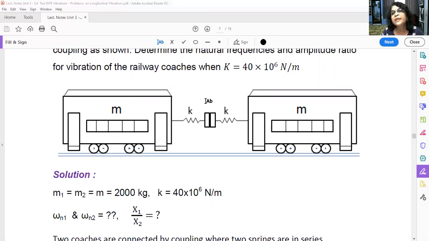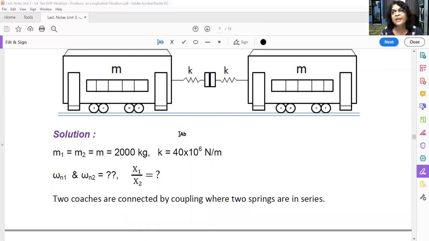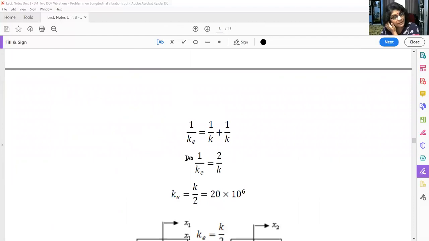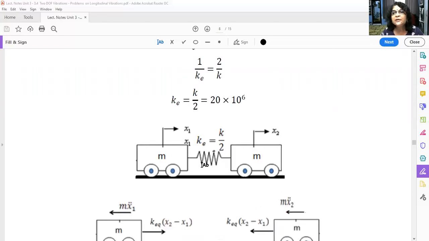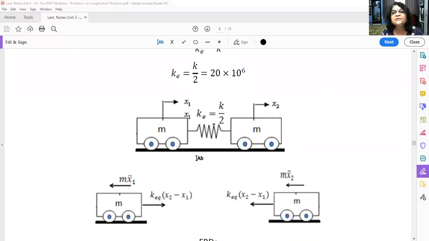So how do we find out its effective spring stiffness? When any two springs are joined in series, the effective stiffness can be found by this equation: 1 upon Ke is equal to 1 upon K plus 1 upon K. So that gives you Ke is equal to K by 2, that is 20 into 10 raised to 6, since your K is 40. So this is the modified diagram, with M and the middle spring having stiffness K by 2. We call it K equivalent. Don't use K by 2, otherwise unnecessarily we are increasing parameters. So use the letter Ke, the equivalent spring stiffness.